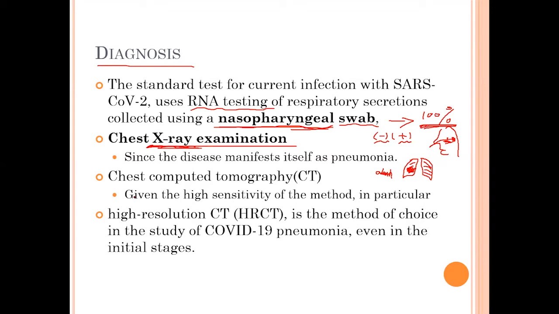Another more porous way is a CT scan. They have different levels of CT right now. Certainly a high-level CT is more effective and more sensitive.